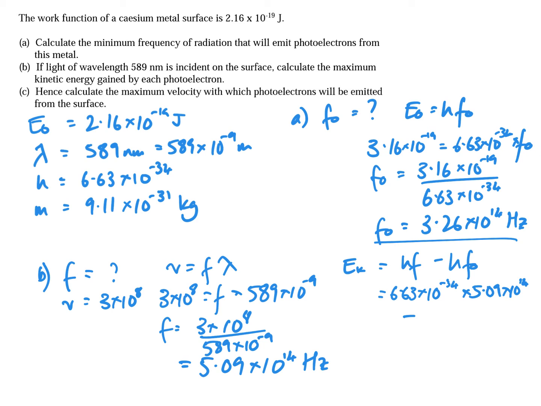I could put in the separate values of h and f naught here, but I know that hf naught, because that's what I used to work out f naught, is the work function that we were given. Now putting all that in, we get that the maximum kinetic energy the electrons could have is that. They could have a wee bit less because they're attracted back by neighbouring electrons and stuff like that as well. And then we're going to use that value to do part C. So that's our EK.